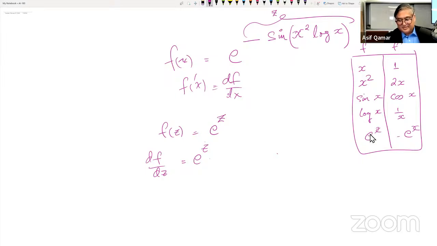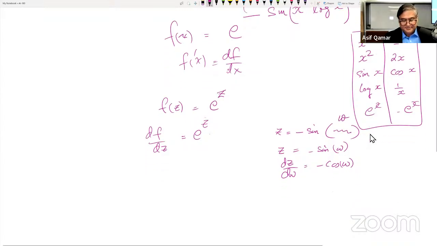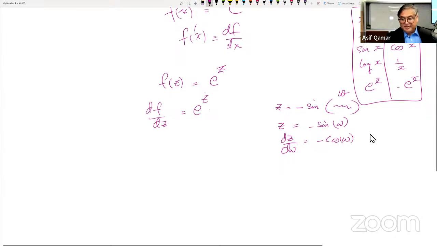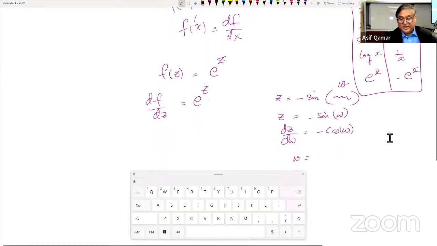We know z is equal to minus sine of something, right? Let's mark this something as w. Now suppose z is equal to minus sine w. Can we do dz/dw? And what would that be? Minus cosine w, right? So now we have an interesting situation, but then we have an issue. We have w is equal to, what was it? x squared log x.